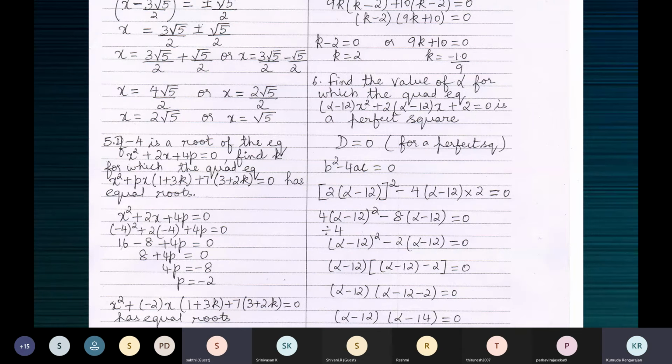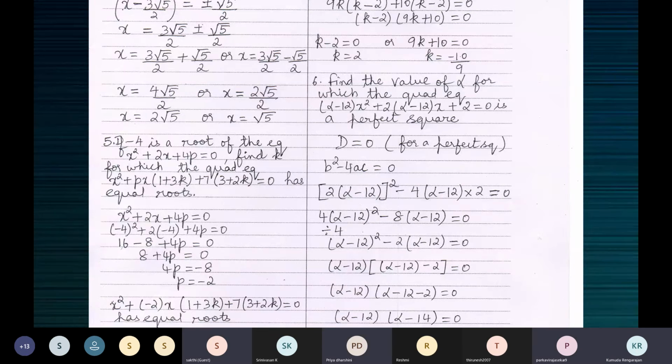Ma'am, it will get equal roots. Because D is equal to 0, ma'am. Kindly answer the question. I said find the value of D. What is the value of D? Ma'am, 0. Value of D is 0. What is the calculation like? What did you get before 0? How did you get 0?